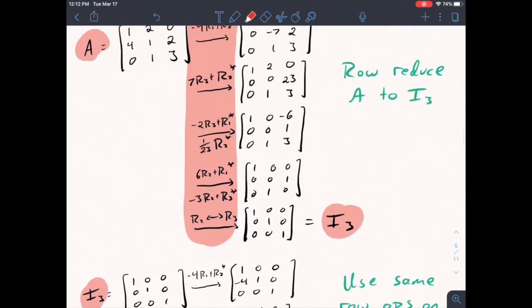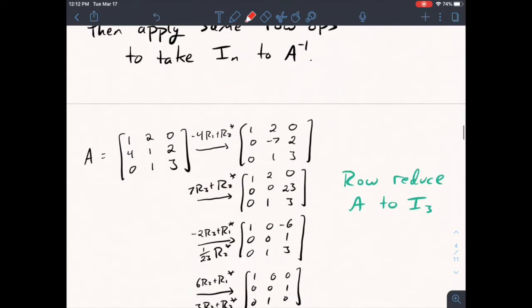Okay, let me get rid of some highlighter stuff. Great.